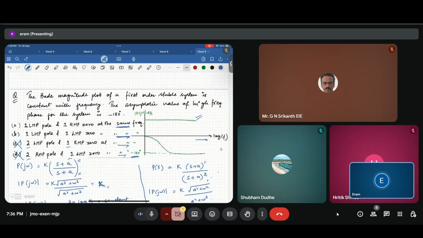So the correct option is option A. Option A is the correct one. We have one LHP pole and one RHP zero. Is this clear?